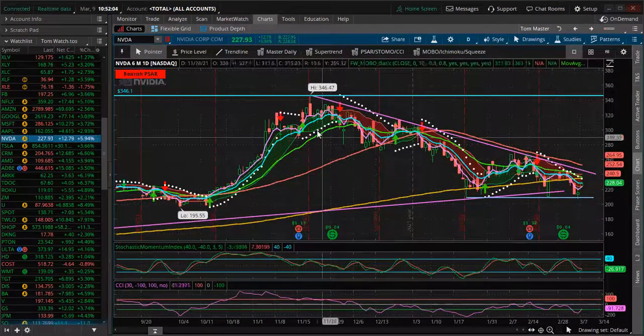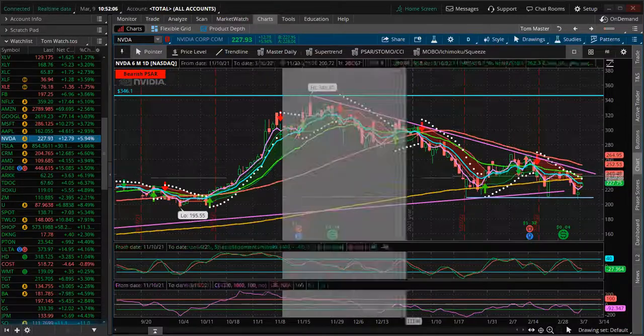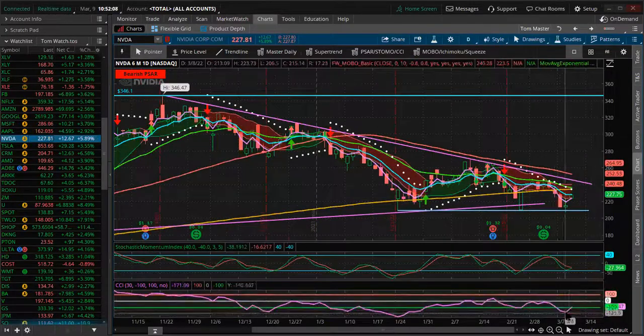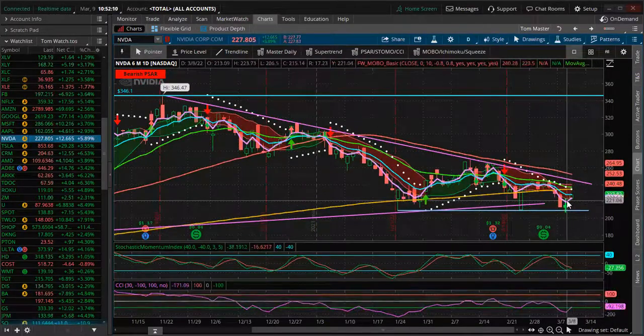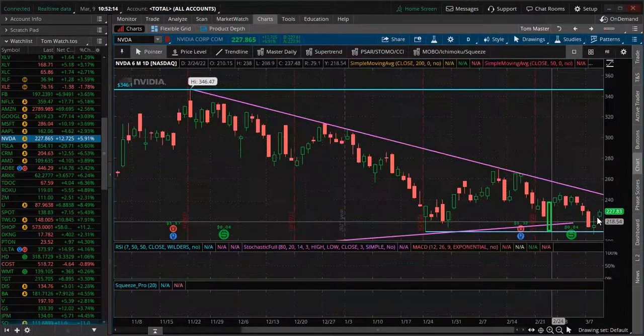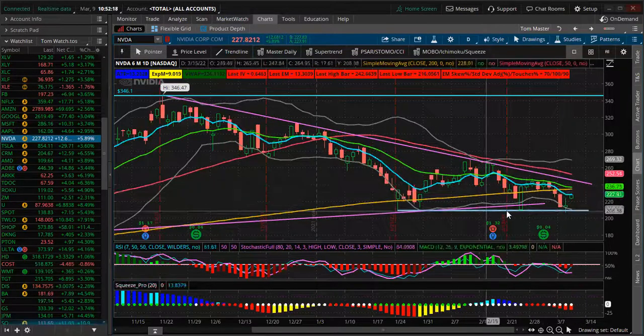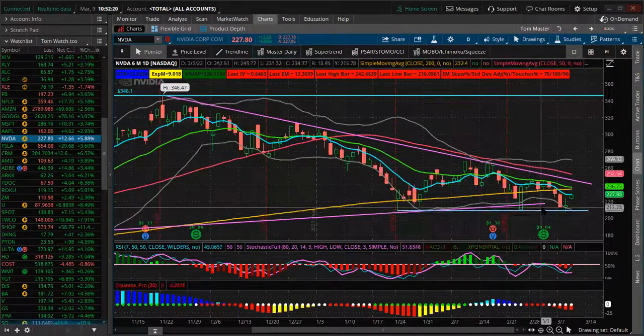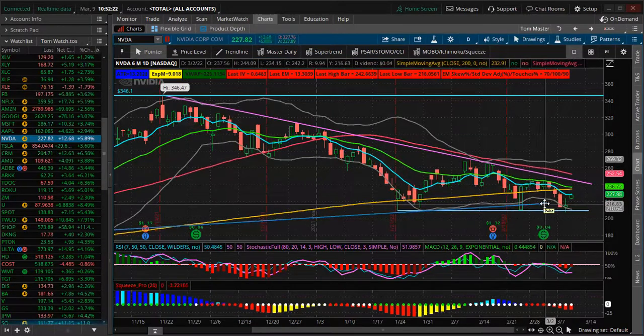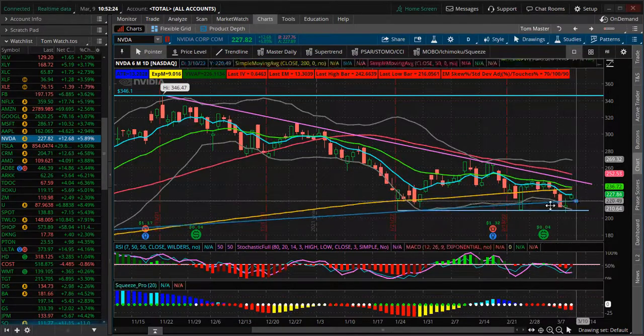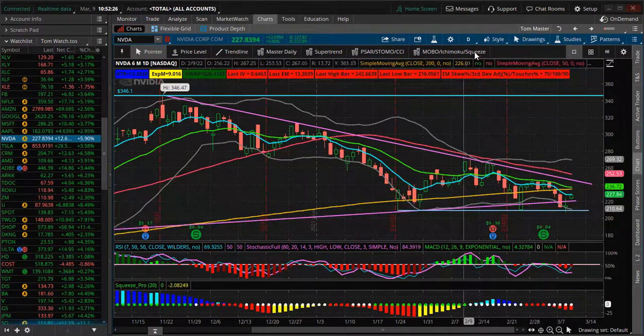NVIDIA still in this pretty good downtrend from here. Looks like it could be starting to move higher. PSAR is not reversed yet. Just an up day in a downtrend. Nothing here looks fantastic at all. This is a longer term trend line that dates back quite a ways.